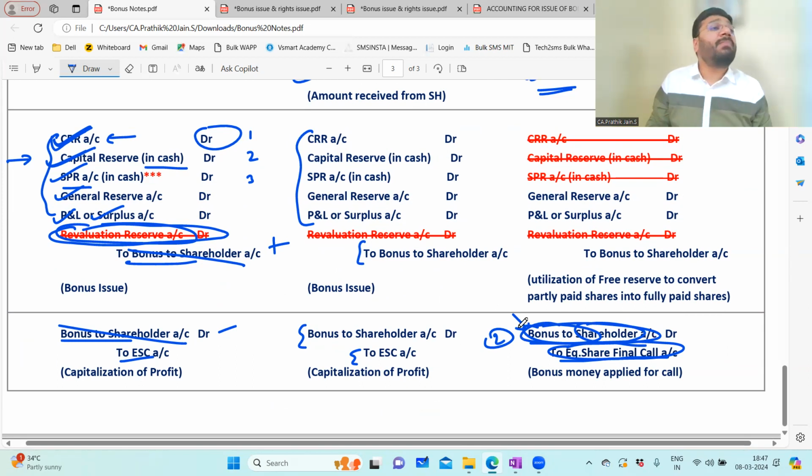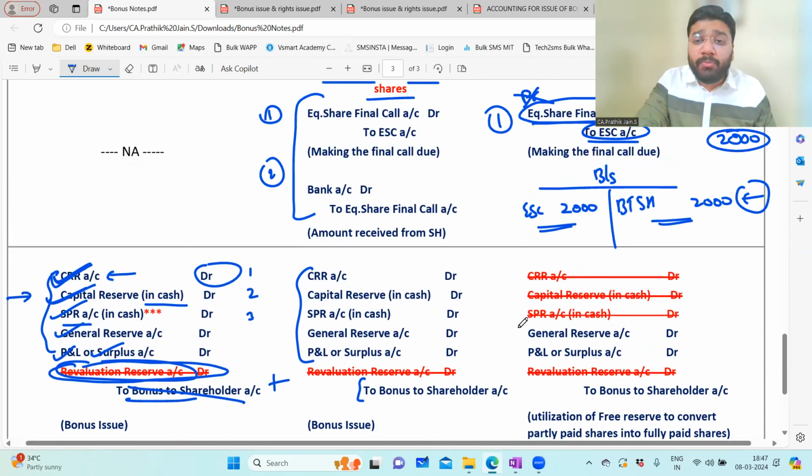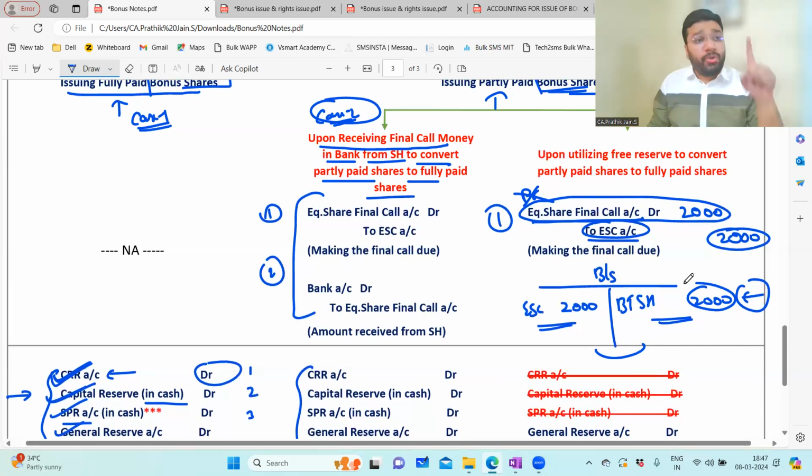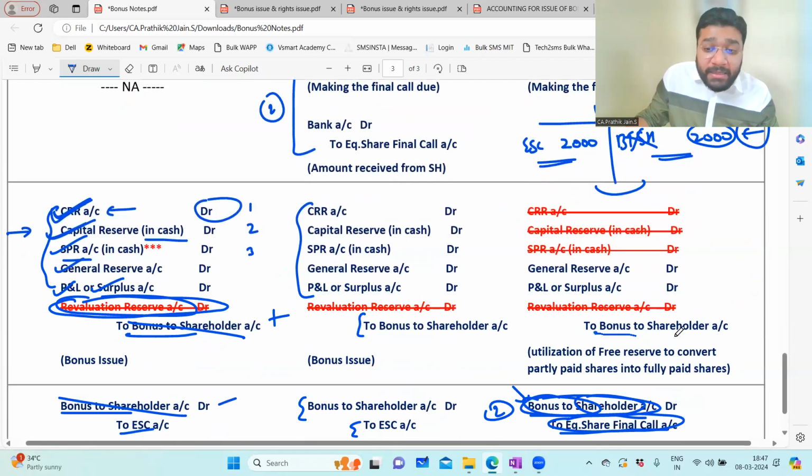And that debit is bonus to shareholder. The moment you put bonus to shareholder, this is how your balance sheet looks. But still, this 2,000 rupees is on the asset side. Are you going to receive this money from anybody? No. So you have to cancel this bonus to shareholder by giving a credit here.